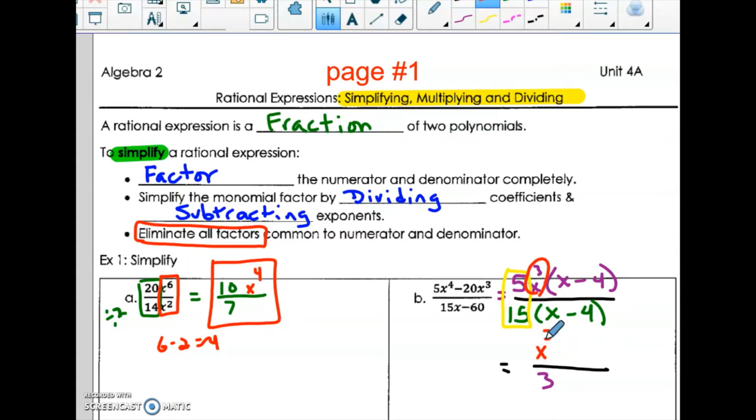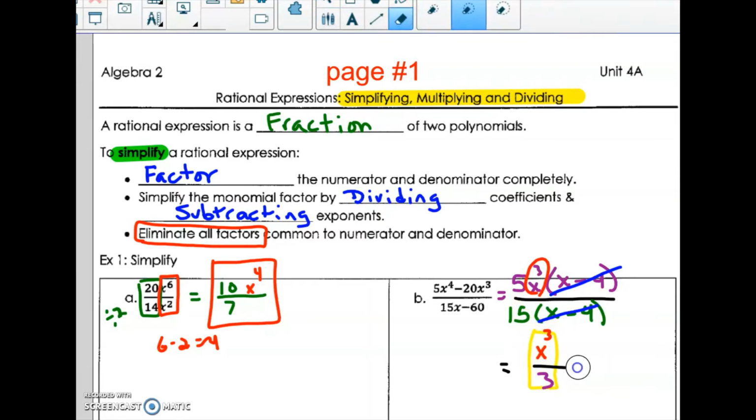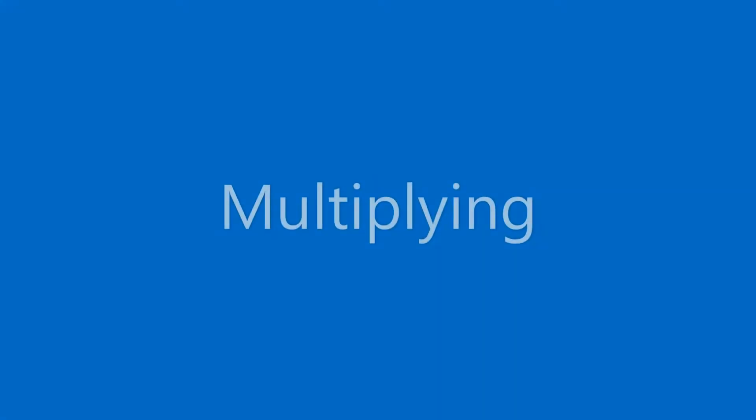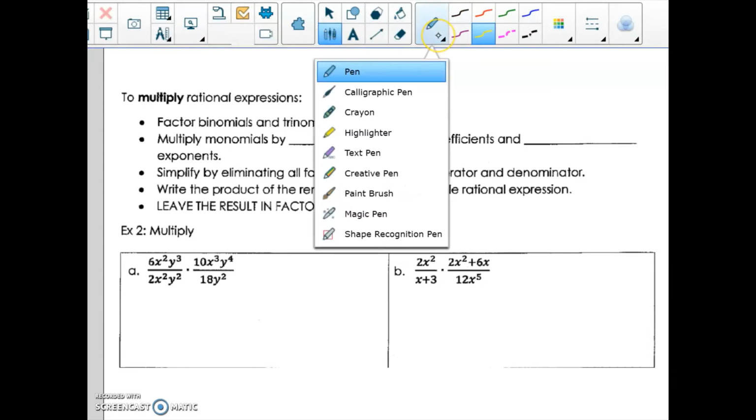And then the x minus 4s, this is where we are eliminating all factors. x minus 4 and x minus 4 cancel each other out, which leaves us with the final answer of just x to the 3rd over 3. And that is simplifying rational expressions. Next up is multiplying.